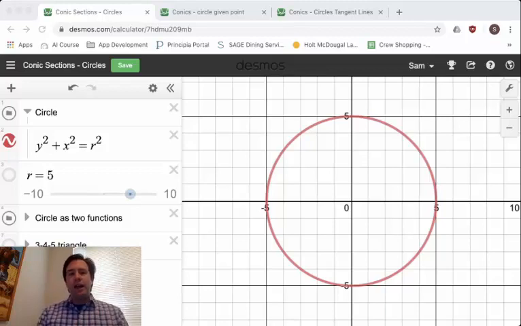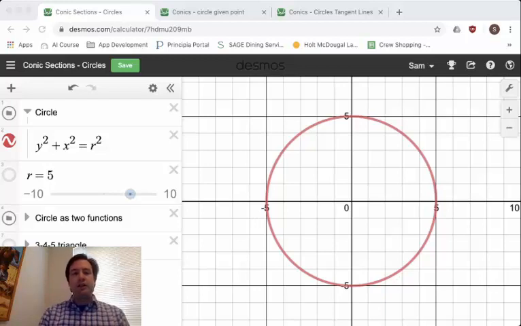So what I have right here is a circle with a radius of 5, and I have the equation for the circle set up. You can see it on the screen there. y squared plus x squared equals r squared. Often I'll write it the other way, x squared plus y squared, because addition is commutative. You can write those variables in either order.